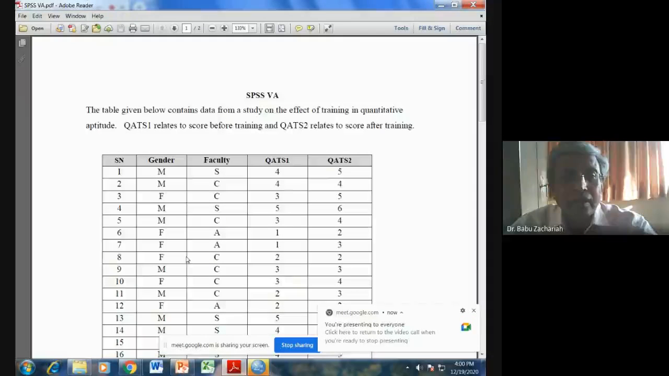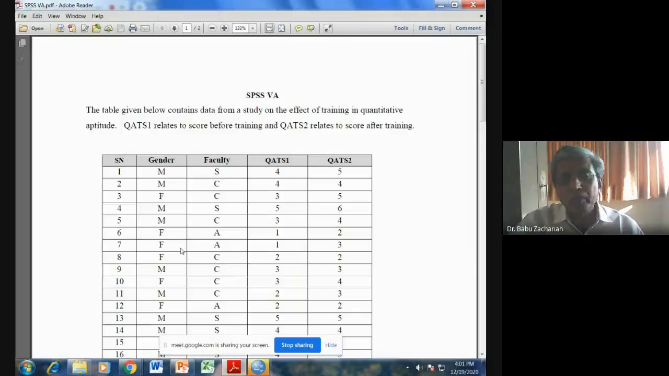The data given below contains data from a study on the effect of training in quantitative aptitude. QATS1 relates to the score before training and QATS2 relates to the score after training. Here QATS stands for Quantitative Aptitude Test Score. Now look at the data set.